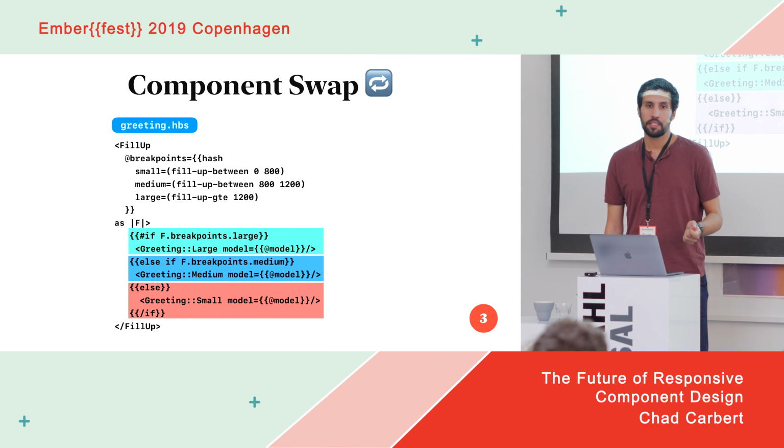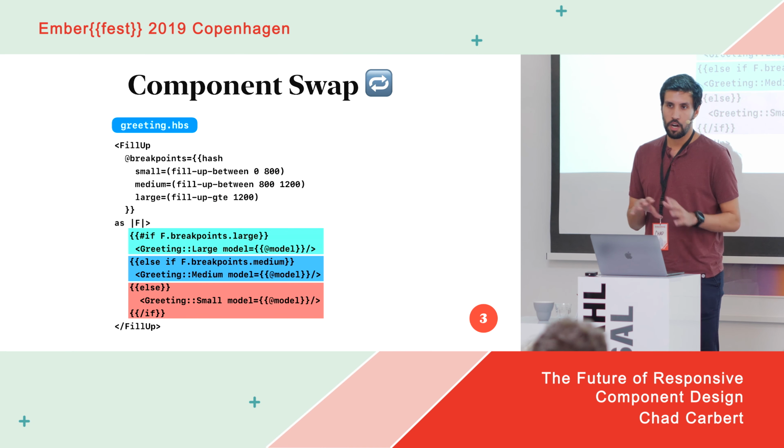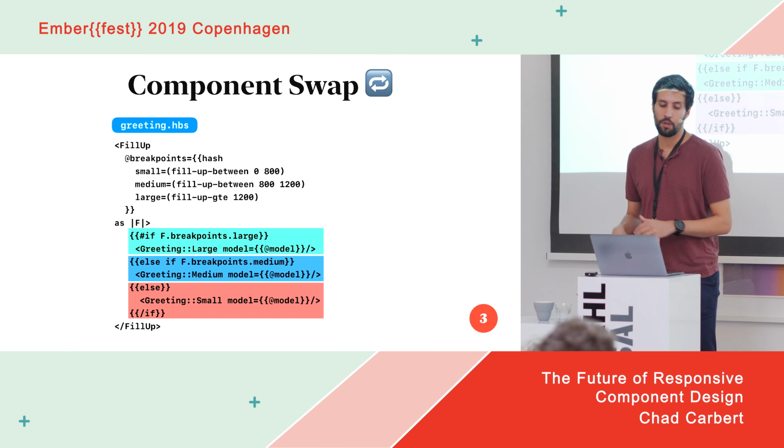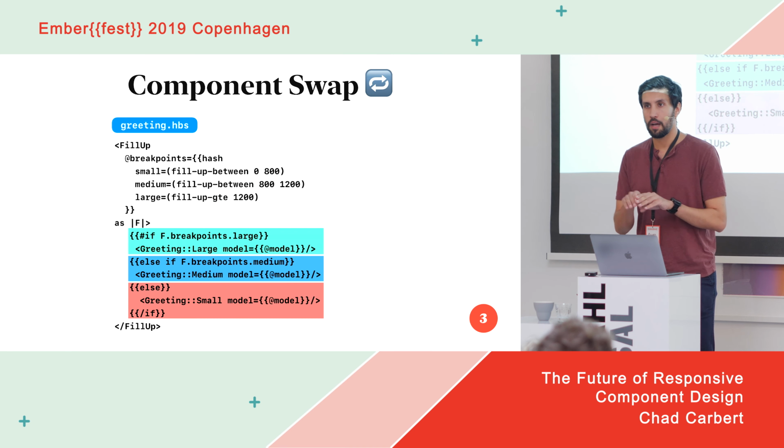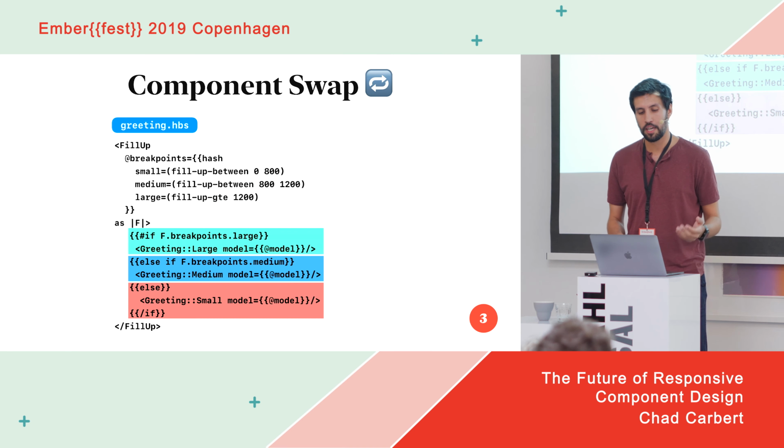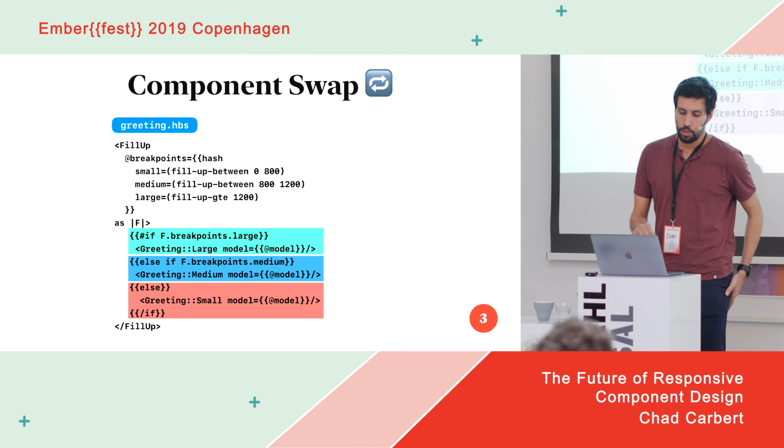And it's also a good idea to keep parity between the arguments that you're passing into these children components. So if your greeting component accepts a model, it's good to pass the same kind of arguments down to all of the children components. So in this case, I've received a model into my greeting component. I'm passing that model along to the small, medium, and large components here.